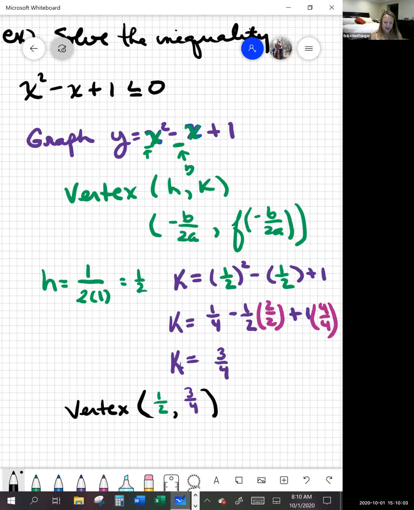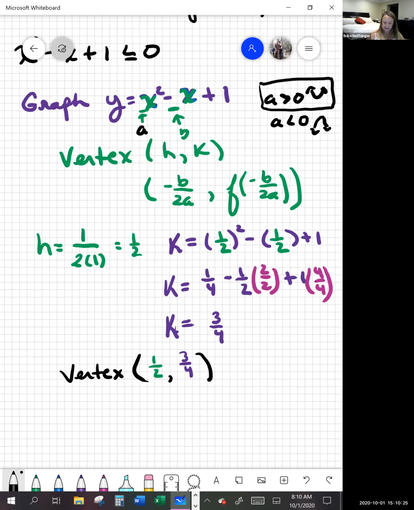Remember, if a was bigger than 0, the parabola faced upwards. And if a was less than 0, that coefficient was a negative number, it faced downwards. So our a value in our case is bigger than 0, so we're going to face upwards. And we know where our vertex is, at 1/2, 3/4.